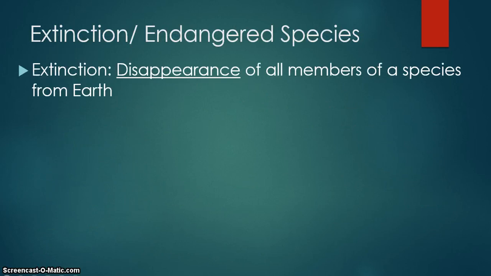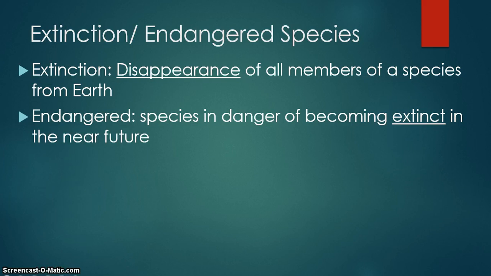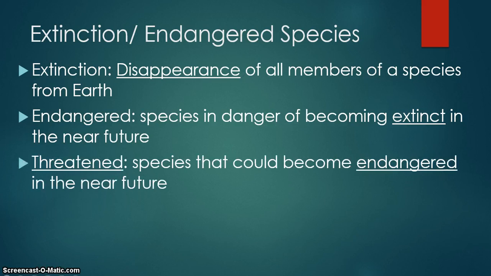Let's talk about extinction and endangered species. Extinction is referring to the disappearance of all members of a species from Earth. Endangered means that species is in danger of becoming extinct in the near future. A threatened species is one that could become endangered in the near future.